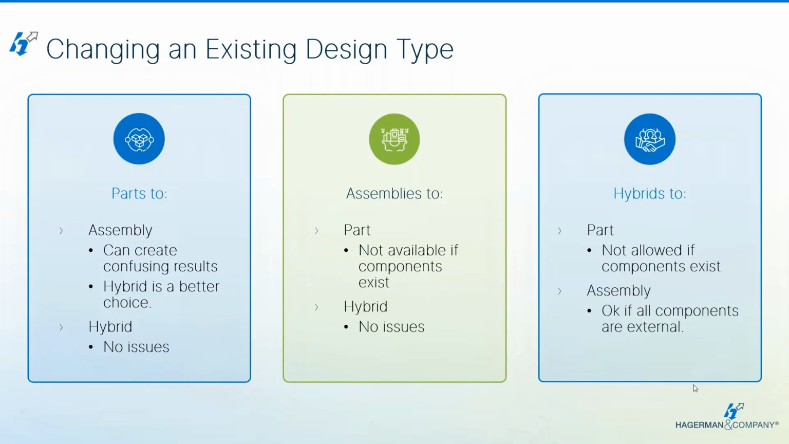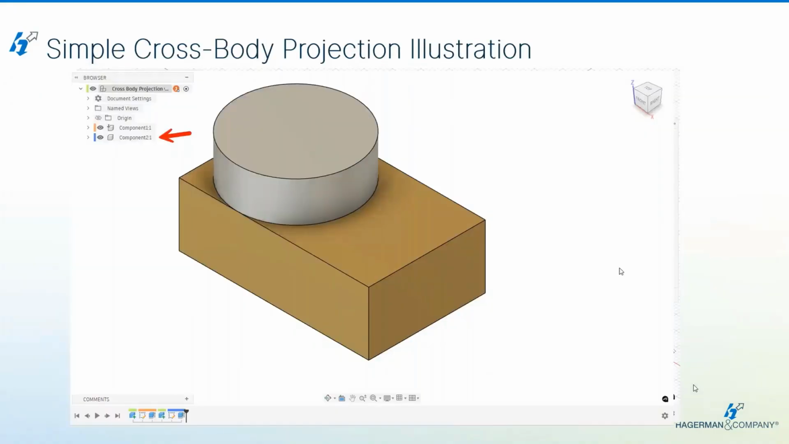But I could make it into an assembly file if all those components were externally linked components. And that might be a case of taking those internal components and saving them out as new external files and then linking them back in. Yeah, keep it a hybrid, personal opinion.